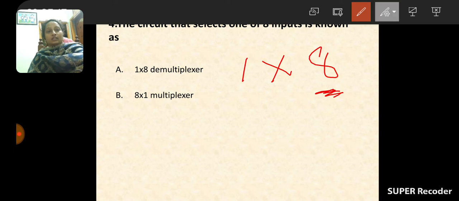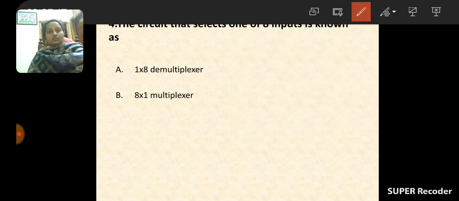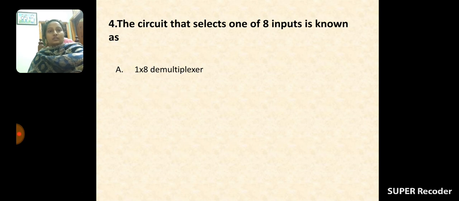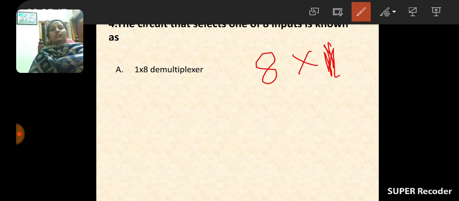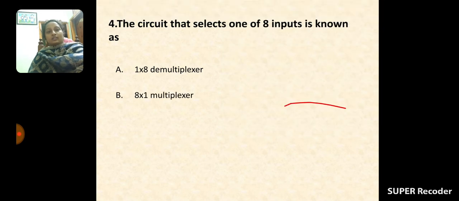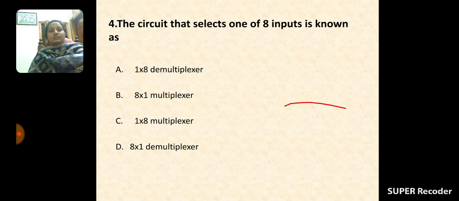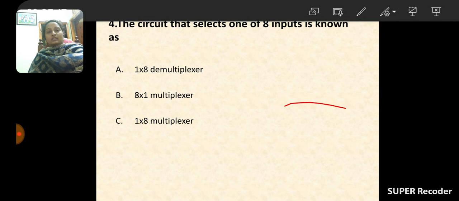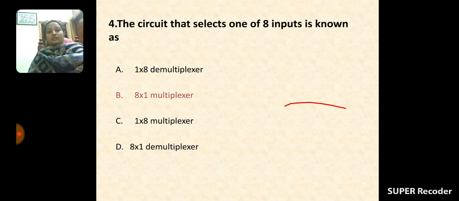Once again you read, one of the 8 inputs. How many inputs are there here? 8 inputs are there. Among 8 it will select how many? Only 1. So that's why it is called what? It is an 8 by 1 multiplexer. So see the possible combinations. So what is our answer? 8 by 1 multiplexer. Is it clear? Okay. Next one.